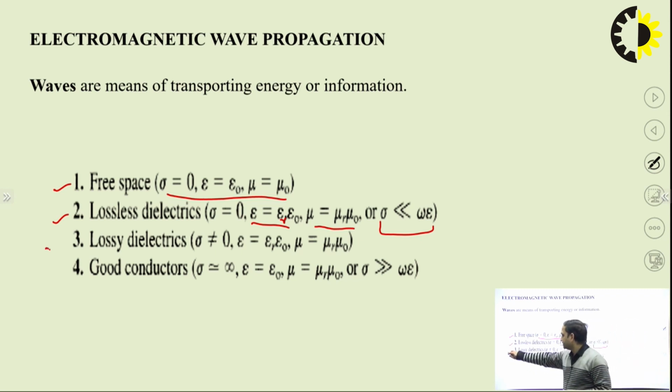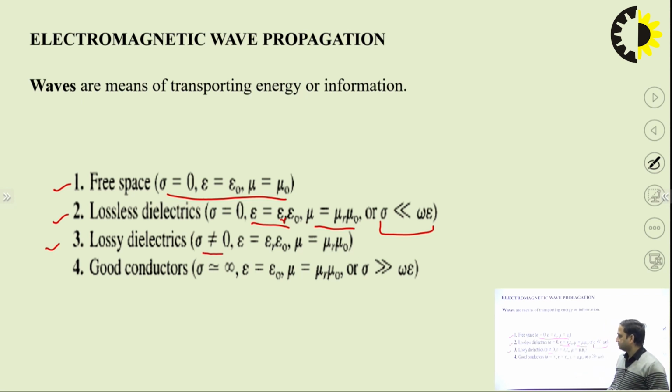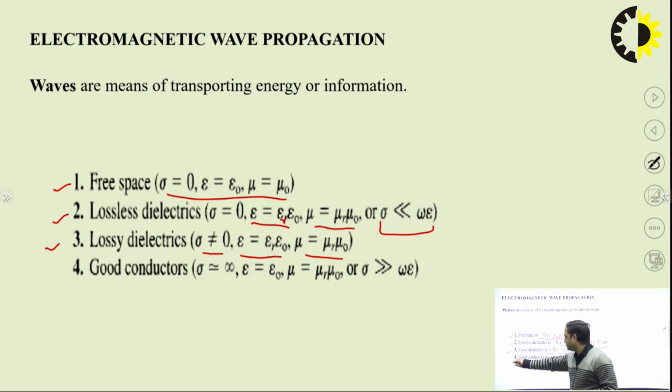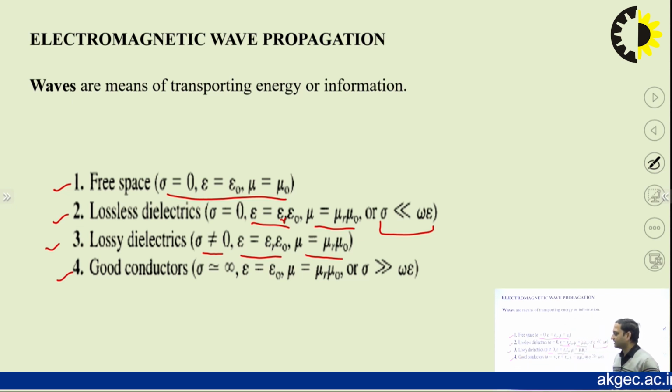Third is the lossy dielectric. In the lossy dielectric, sigma is not equal to 0. This is a generalized case, with epsilon equals epsilon naught epsilon r and mu equals mu naught mu r. This is a lossy dielectric case, not the perfect dielectric and not the perfect conductor. Fourth is the good conductors, for which the conductivity is very high, sigma tends to infinity, with epsilon equal to epsilon naught and mu equal to mu naught mu r.